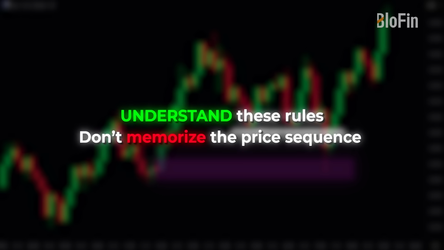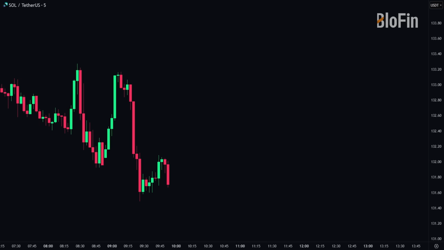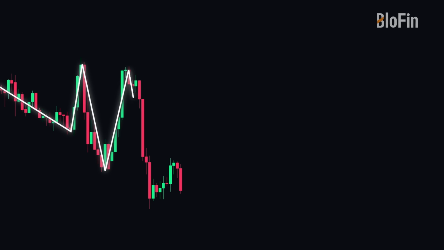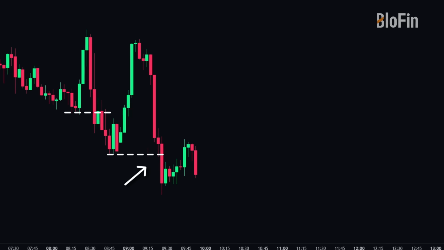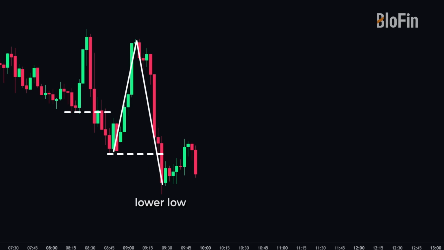Now let's look at another example. So again, the first step is to find a break of structure. Looking at this overall chart, we can see that price is forming lower highs and lower lows, showing a clear downtrend. And right here, we can spot a break of structure as price broke below this low and formed a new lower low. We can also spot another break of structure here, as price broke the previous low.